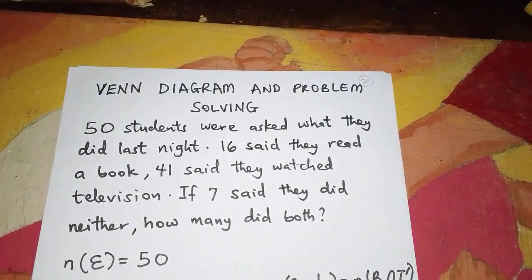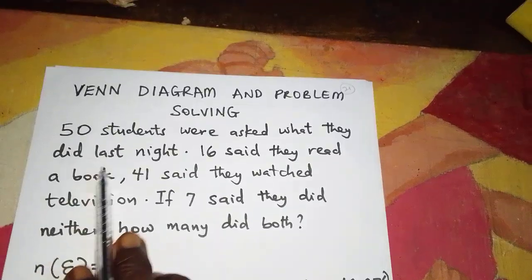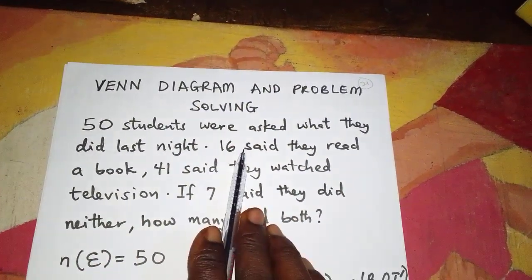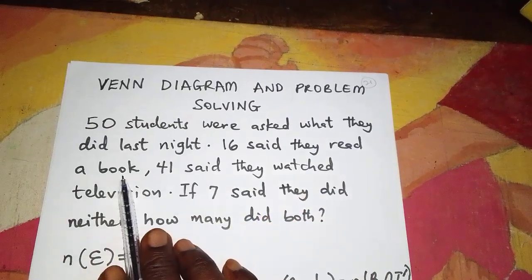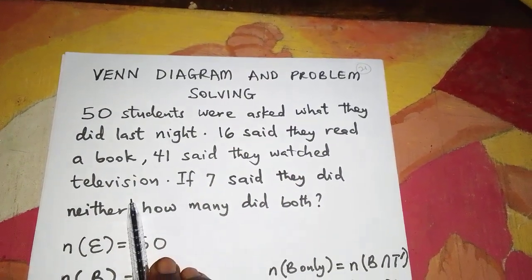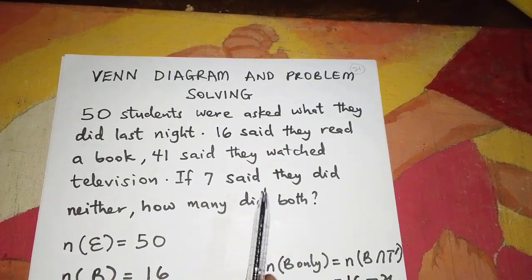diagram and problem solving. Let's just look at this example. 50 students were asked what they did last night. 16 said they read a book. 41 said they watched television. If 7 said they did neither, how many did both?